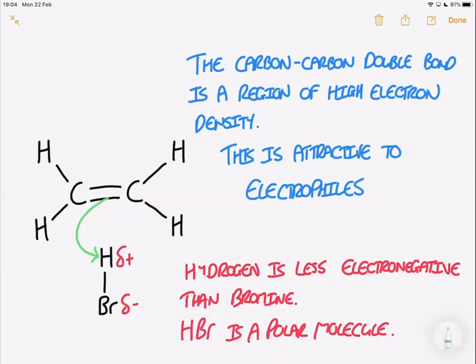At the same time, the hydrogen cannot be bonded to both the carbon, which it's about to be bonded to, and the bromine. What that means is the HBr bond has to break, and we show that by moving the pair of electrons, the bonding pair between H and Br, onto the bromine. That's going to form a negative bromide ion.